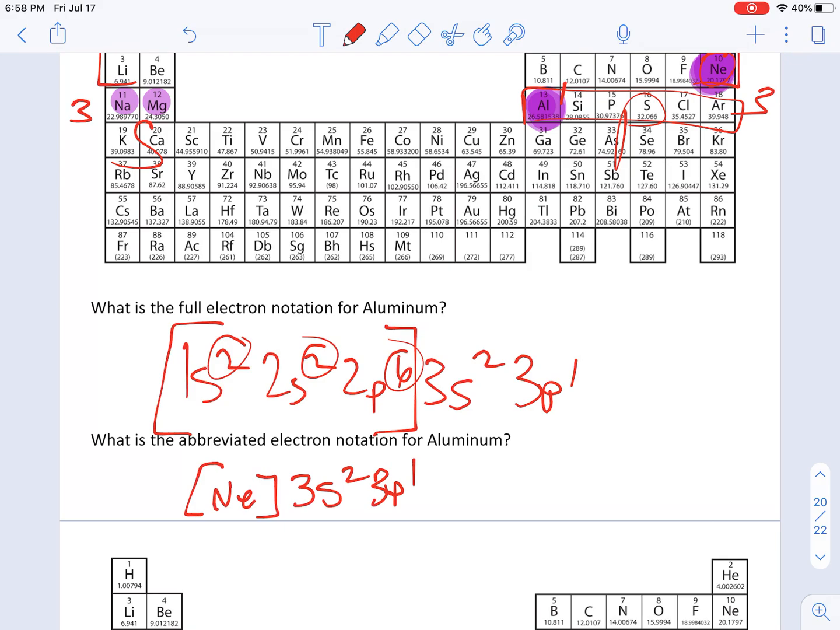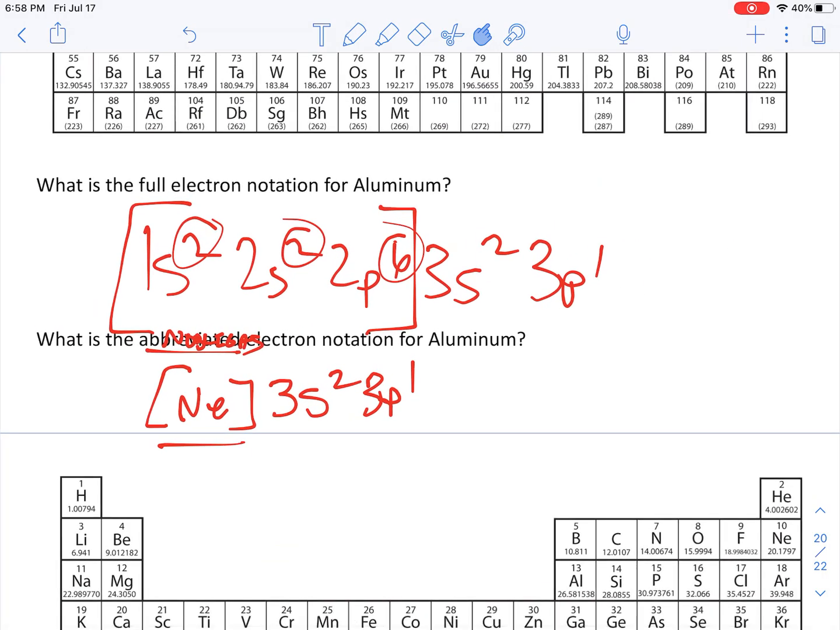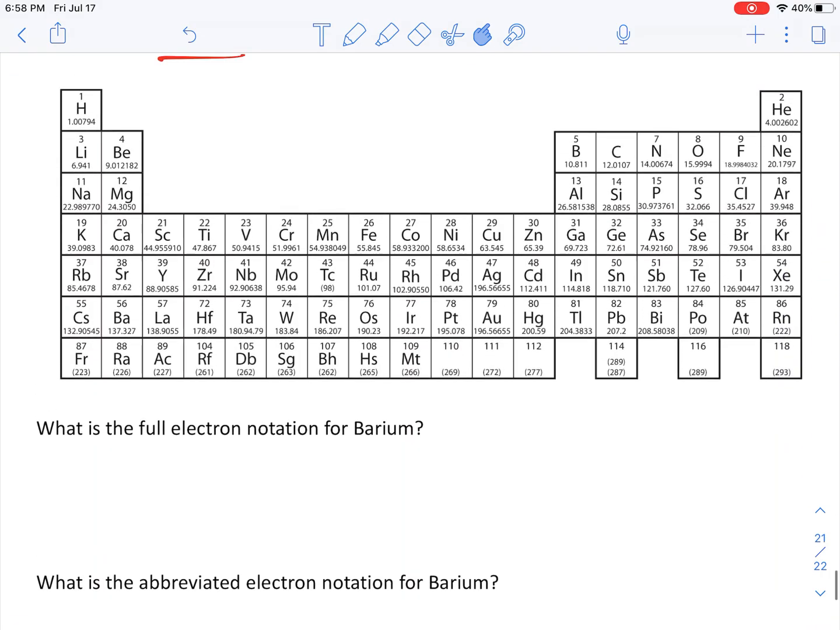So we're just going to go ahead and start by giving us a boost up. We're just going to cheat a little bit, and we're going to start here at neon and then just do everything past that. So if you are asked for the abbreviated, or if you're asked for the noble gas notation, then you can do it the cheap and easy short way. Let's look at another one.